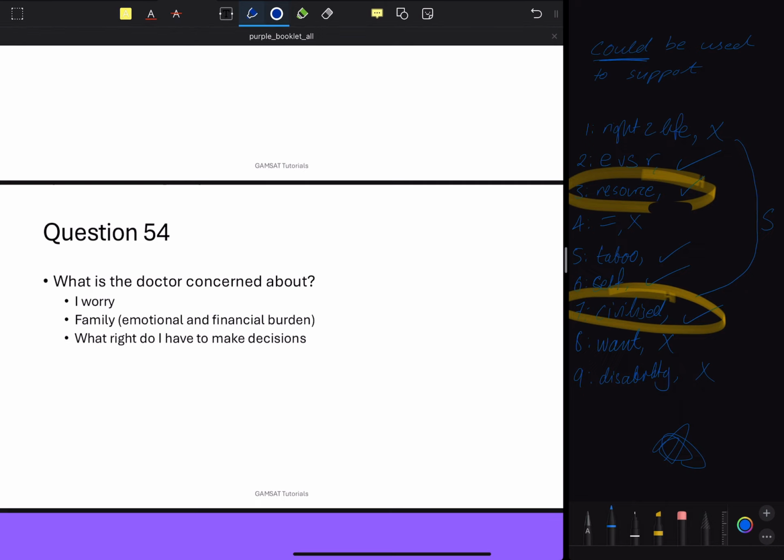So question 54, as a doctor, it's extremely hard to give up on a baby, but I worry about and so on. Which of the following appears to be least influential in shaping the speaker's view? Least influential. So that's very nice of ACER to even bold it for you. So the speaker is the doctor. So what is the doctor concerned about?